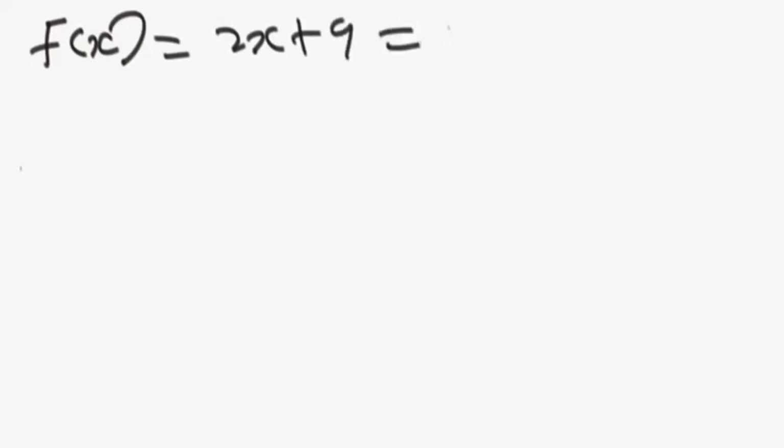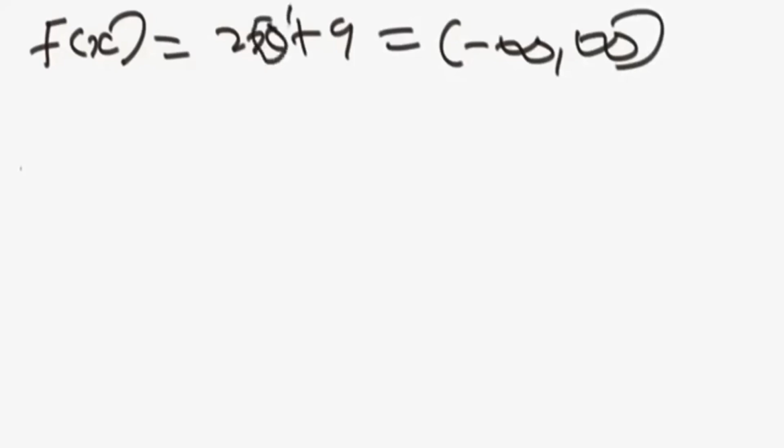When f of x equals a linear, quadratic, or cubic function without a fraction or radical, the domain of that function is said to be all real numbers from -infinity to +infinity. Let's look at some examples. We are given this linear function f of x equals 2x plus 9. So the domain of this function will be all real numbers from -infinity to +infinity. The linear function has the highest power of x as 1.